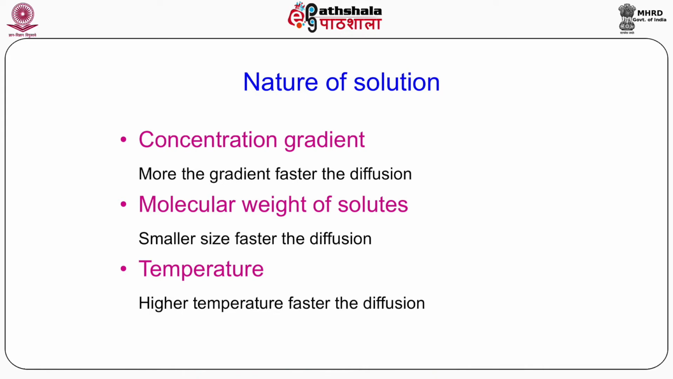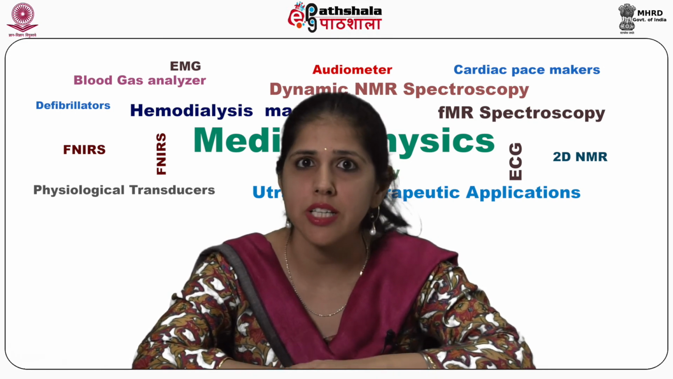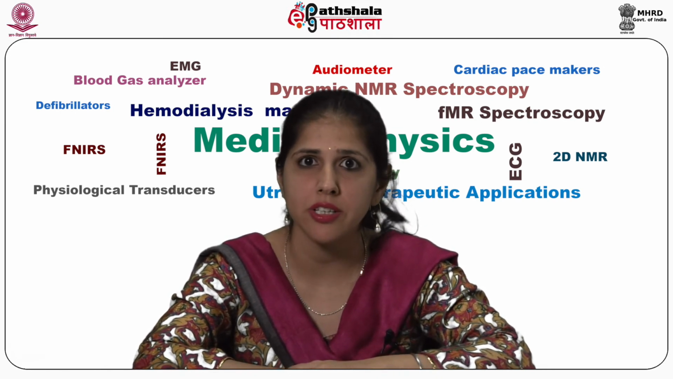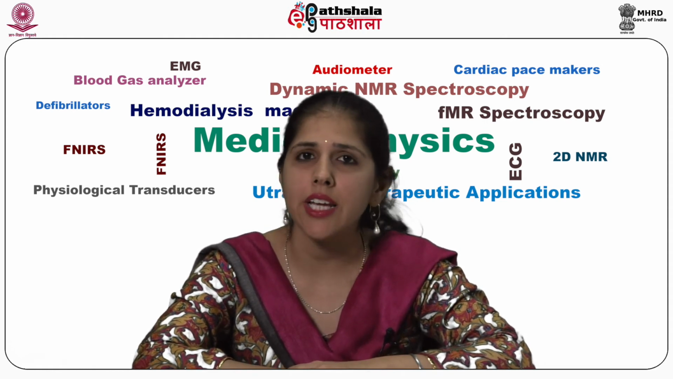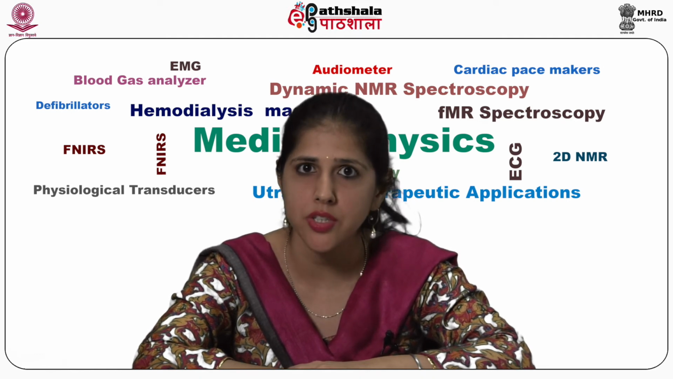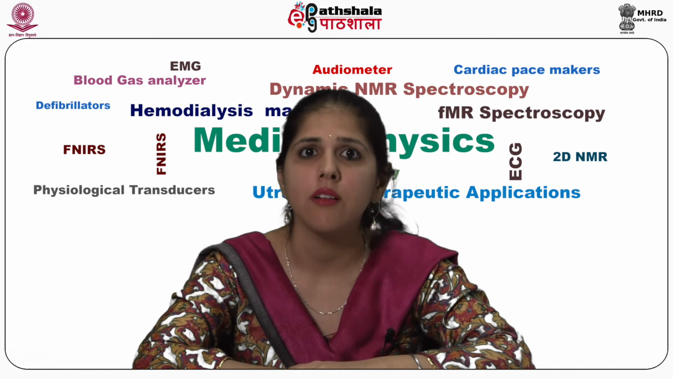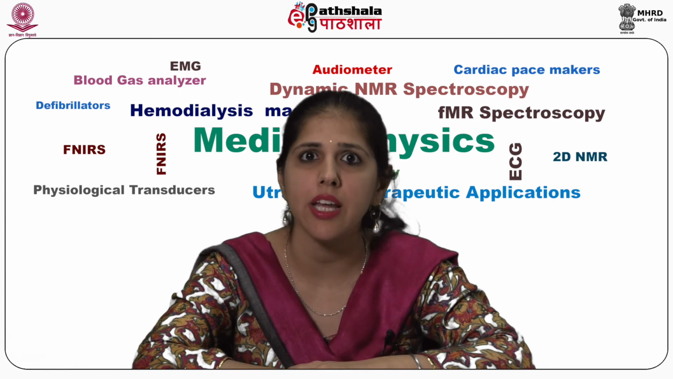If you look at the nature of the solution, there are three things that we need to remember. One is the concentration gradient, the other is the molecular weight of the solutes present in the solution, and third is the temperature of the solution. If you look at the concentration gradient, like we had previously discussed, the higher the concentration gradient across the membrane, the faster will be the process of diffusion. Second is the molecular weight of solutes. Like we discussed, small molecules like urea and creatinine have a faster diffusion because they have a small size. While molecules like beta-2 microglobulin, which are larger in size, have a lesser rate of diffusion.